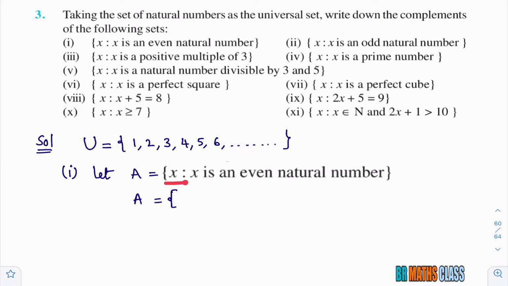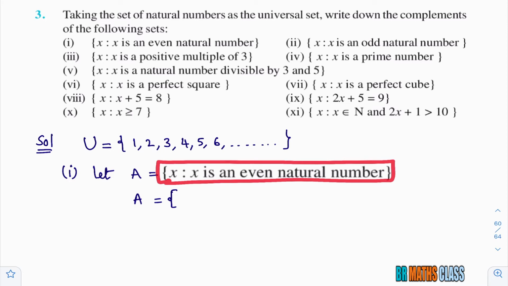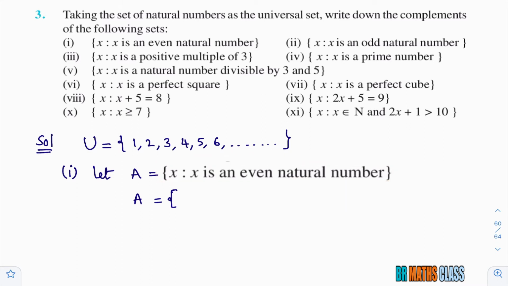I just want to make this easier, so I'll write this in roster form. Roster form means all the elements are listed and separated by commas within the brackets. X is an even natural number. What are even natural numbers? 2, 4, 6, 8, 10 and so on. These are all even natural numbers.